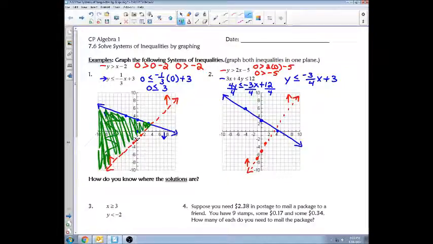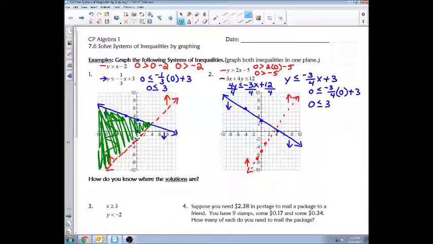For the blue equation, I have 0 is less than or equal to -3/4 times 0 plus 3. So 0 is less than or equal to 3, which is also true. So I'm going to shade in the direction of 0, 0 from my blue line, which is down.